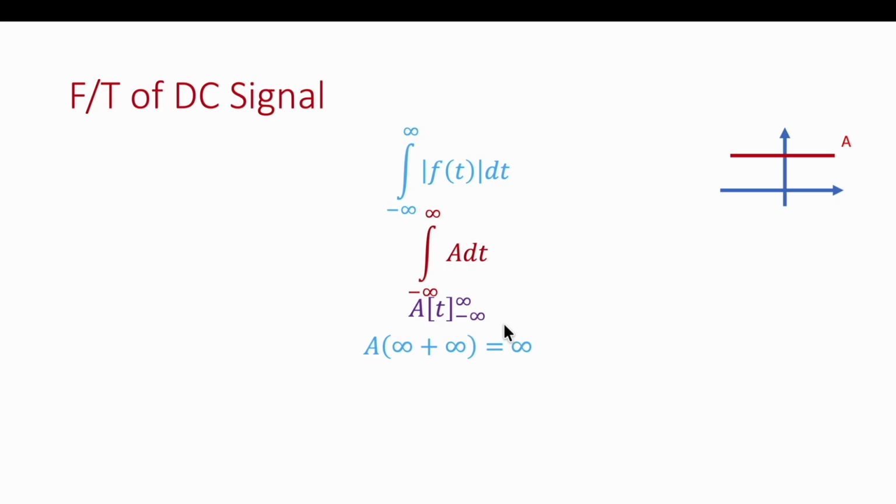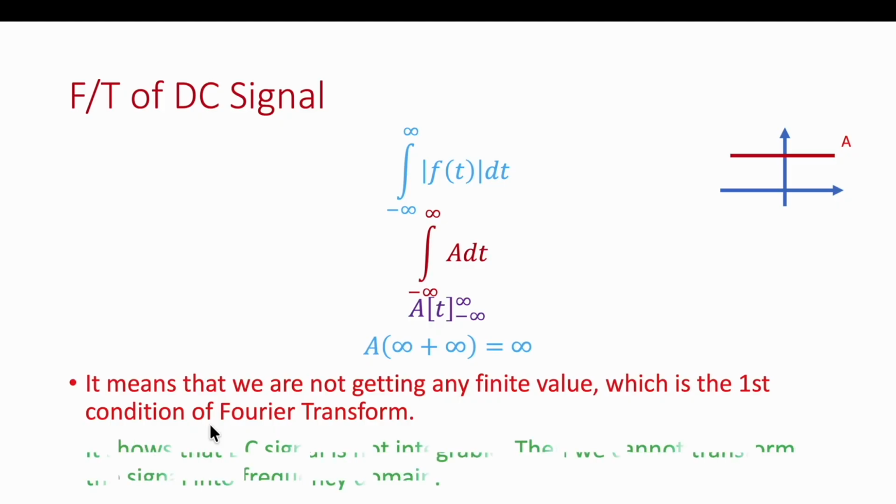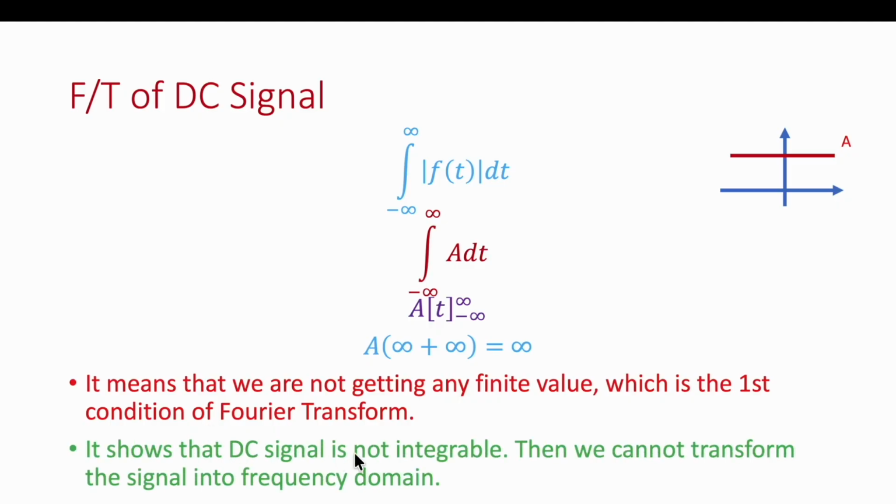If you insert the upper limit minus the lower limit, that is A times infinity plus infinity, so infinity plus infinity is 2 infinity, and the result is 2A infinity. Infinity multiplied by anything is infinity. It means that we are not getting any finite value, which is the first condition of the Fourier transform. So it shows that the DC signal is not integrable, because the value of the integration is infinity. Then we cannot transform the signal into the frequency domain.